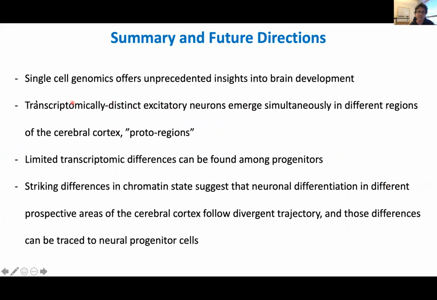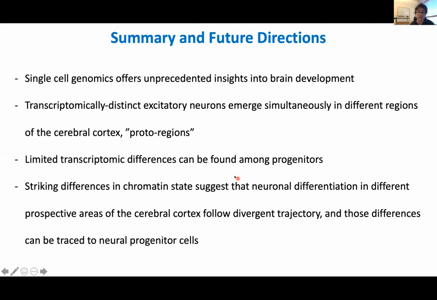So to summarize my talk, I told you how single-cell genomics offers really unprecedented and novel insights into human brain development. Using transcriptomics, we were able to distinguish these excitatory neurons that develop into quite substantially different identities, which we propose hallmark these proto-regions in the cerebral cortex. And very limited transcriptional differences seem to be found among progenitor cells.